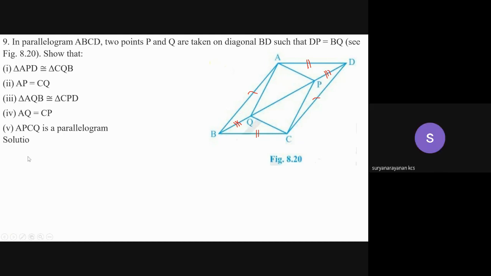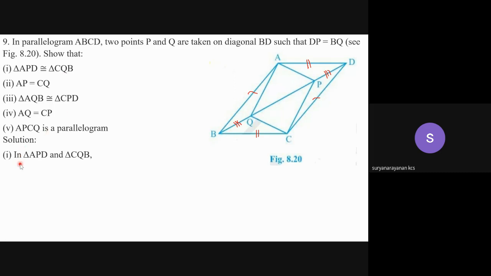Now come to the solution part. We prove all these statements, 5 statements are there, 5 parts are there. We prove each and every part one after another. Okay. So first we prove first part of this question, that is triangle APD and triangle CQB are congruent triangles. We are going to prove that triangle APD is congruent to triangle CQB.